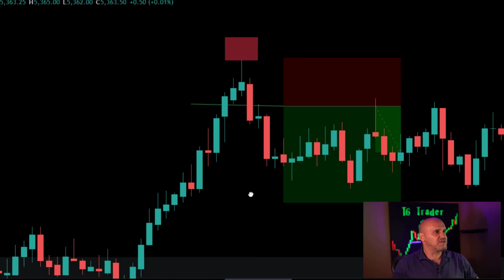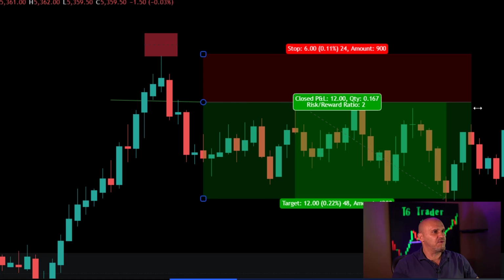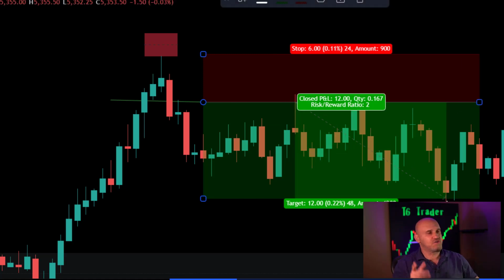And let's see if this plays out actually. Yeah, right here. So it would have taken us right to here and we would have taken our 2 to 1. That's what I love about the 3-bar reversal. It gives you the entry, it gives you the stop loss, and it gives you a great risk reward, which is always great for trading. So that, in a nutshell, is the 3-bar reversal.